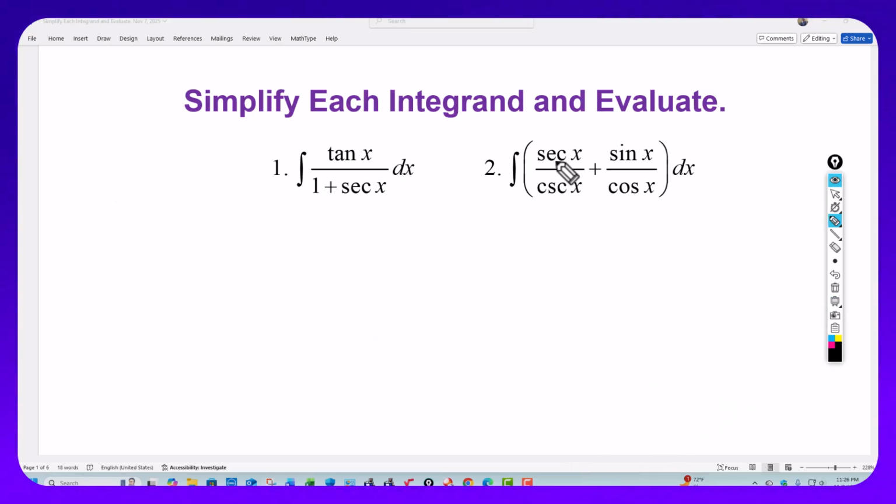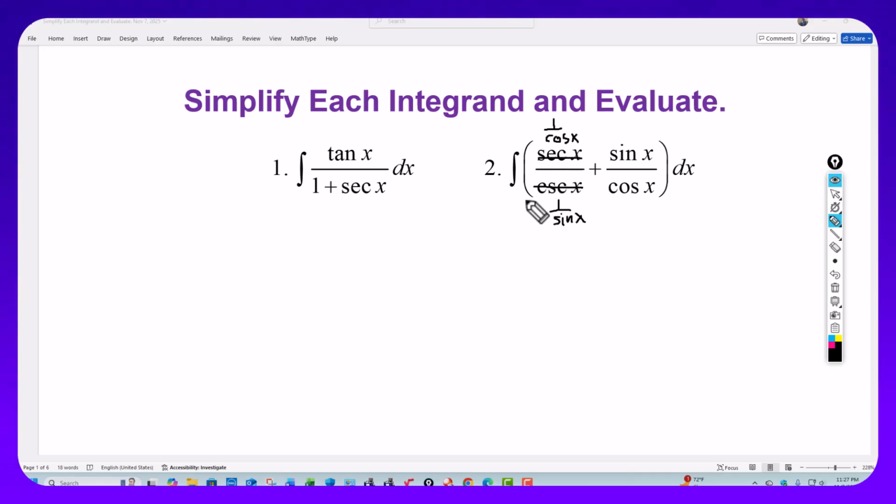The second one, we're going to simplify the integrand here. So secant of x can be written as 1 over cosine of x, because secant and cosine are reciprocals. Cosecant and sine are reciprocals, so cosecant can be written as 1 over sine. And then multiplying the numerator and denominator by sine of x here. So this again is replaced by 1 over sine. Secant is replaced by 1 over cosine.